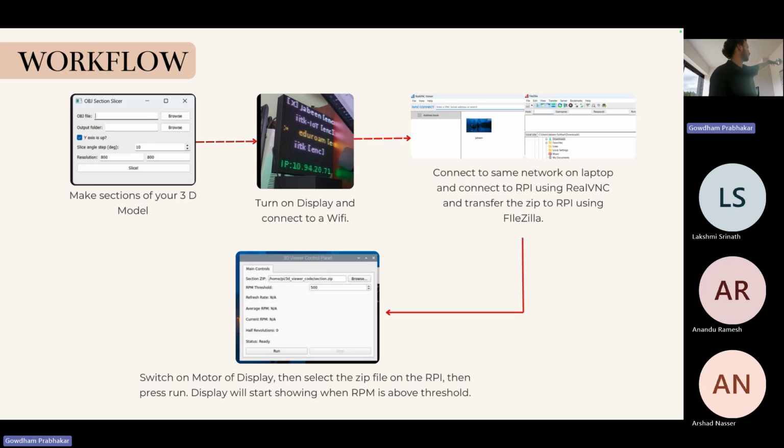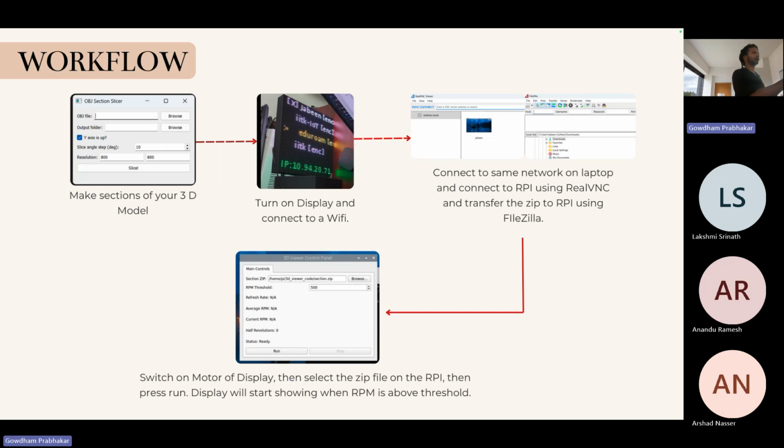Using FileZilla, we can transfer the zip file to the Raspberry Pi. And while turning on the device itself, it will turn on this software. So we just have to choose the sections that we transferred using FileZilla in RealVNC and just turn on the motor. It will rotate. At that time, we can give the RPM threshold.